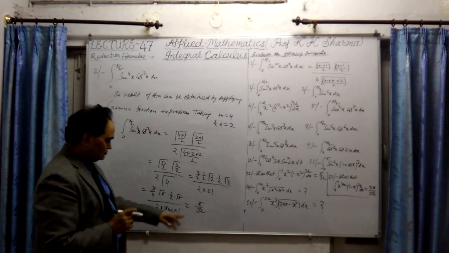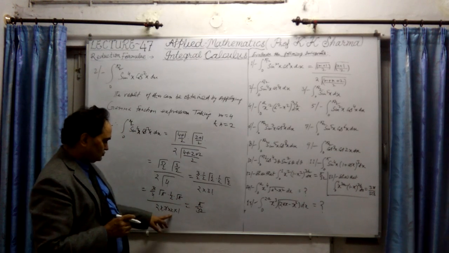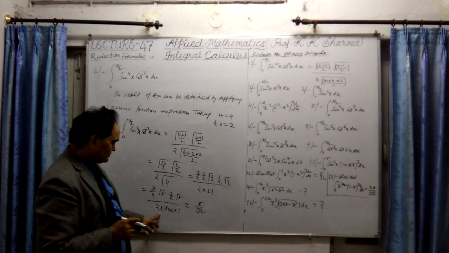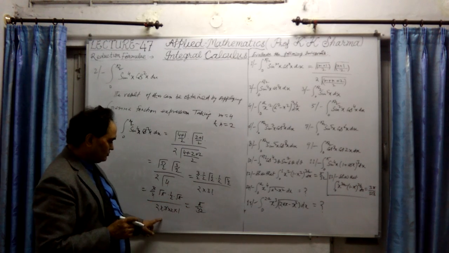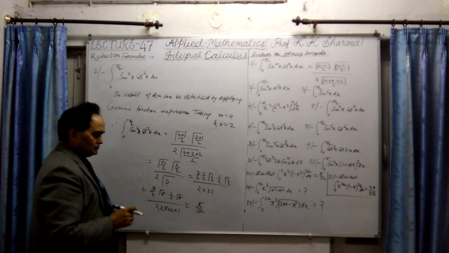Pi upon 32 is the answer. By 32, the 4 will be in the denominator. This 8 will come in the denominator. And root pi into root pi is pi. Pi upon 32 is the answer.